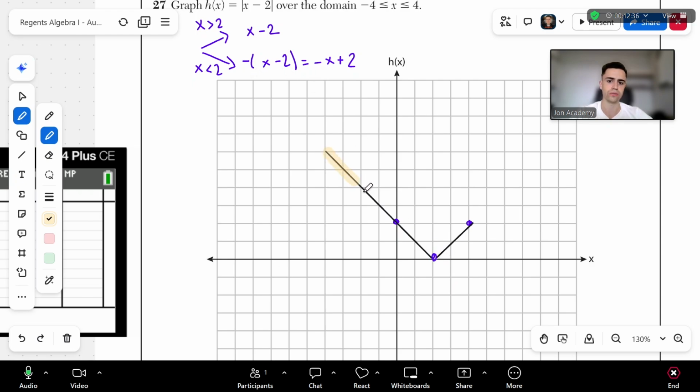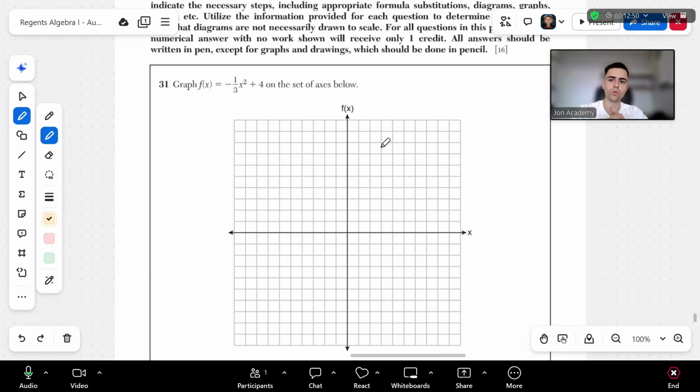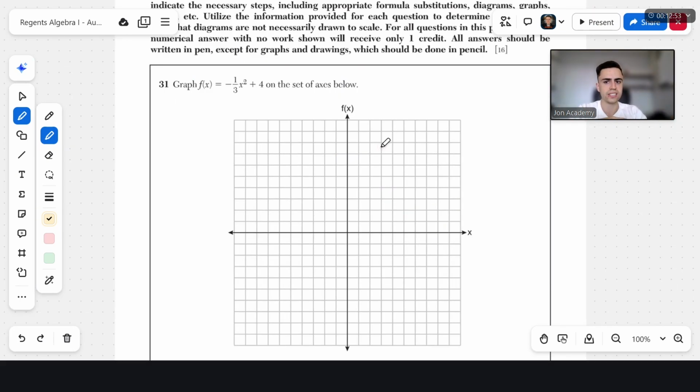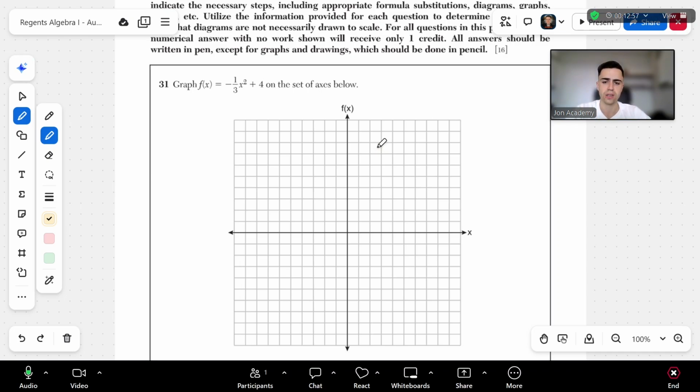And this other part is behaving as minus x plus 2. That's why. Let's check this next one. Number 31 is a quadratic function. We need to graph it also here, right? So let's jump into the calculator and see it over there.